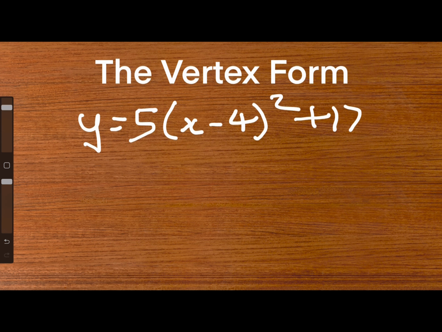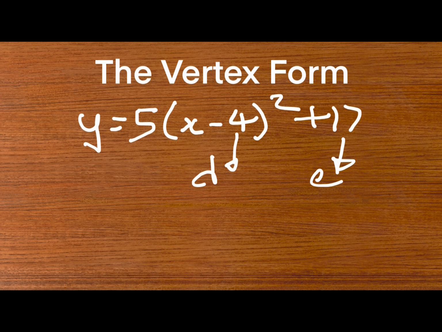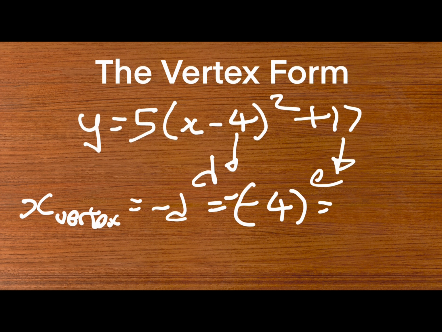Okay, this is another example. Let's quickly go through it in a few seconds. We can see that this vertex form is y equals 5, x minus 4 squared plus 17. Again, we can obtain the coordinates of the turning point by just reading off the graph. So 4 is d and 17 is e. The x-coordinate of the vertex or turning point is negative d, so it is negative 4, since d is minus 4. And so this gives us 4. The y-coordinate of the vertex will be simply e, which is 17.